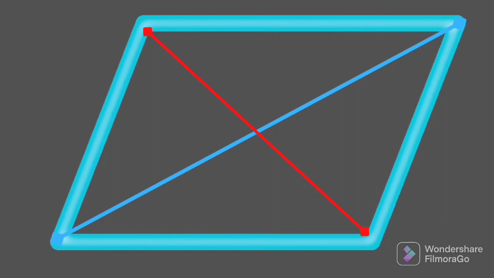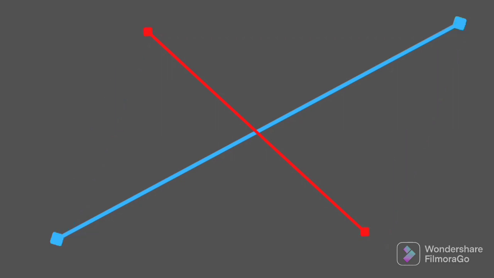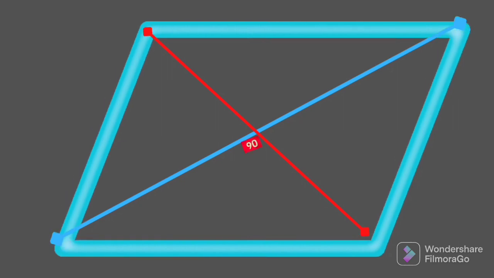In the figure, the blue line and the red line are the two bisectors of the adjacent angles, and they are meeting at an angle of 90 degrees. Hence, the two bisectors of the adjacent angles intersect at 90 degrees. So, D, 90 degrees, is the correct answer.